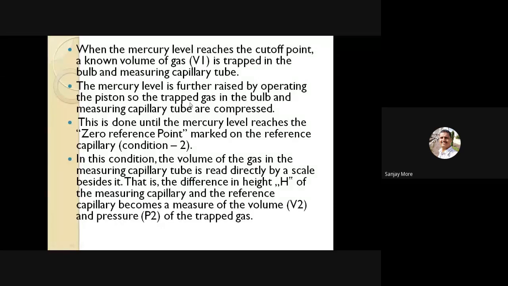Measuring here, the mercury level is further raised by operating the piston so that the trapped gas in the bulb and measuring capillary tube is compressed. This is done.